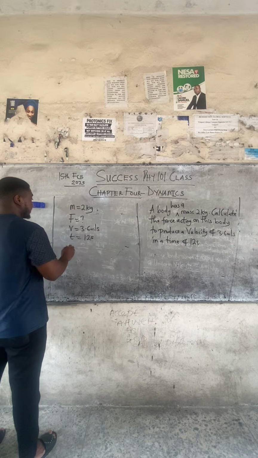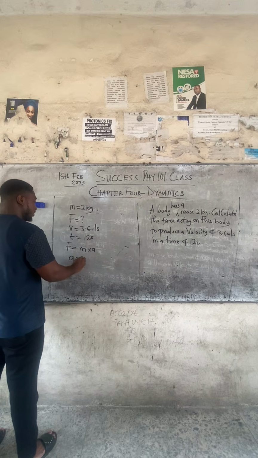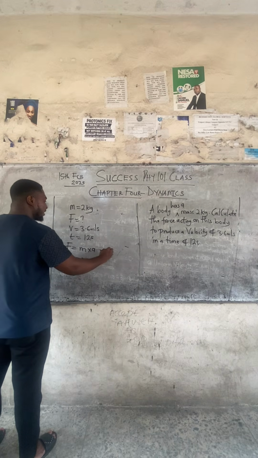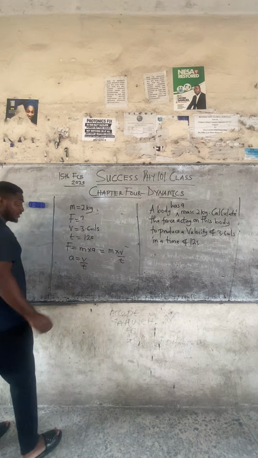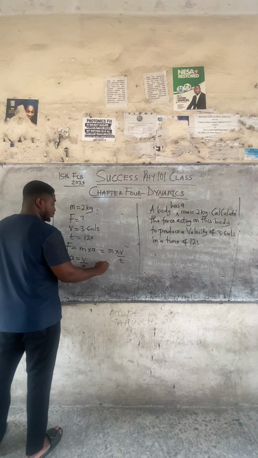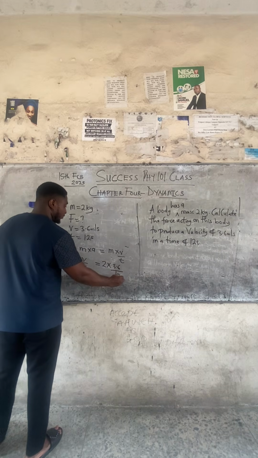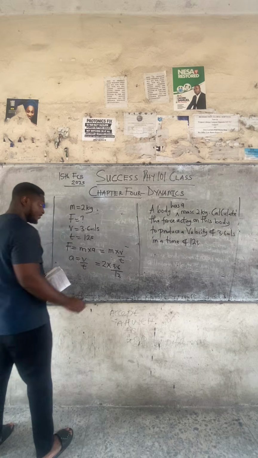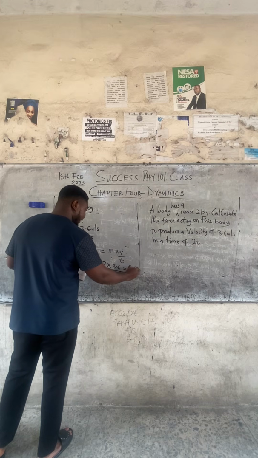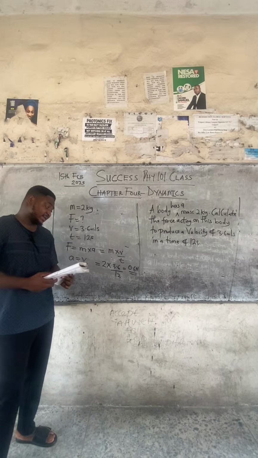Time is 12 seconds. Class, we should also know that if force is mass times acceleration, and acceleration is velocity over time, then force can also be equal to mass times velocity all over time, which is mass 2, velocity 3.6, time 12. 2 times 3.6 divided by 12 will land you on 0.6 Newton. If you resolve everything, you should have 0.6 Newton.